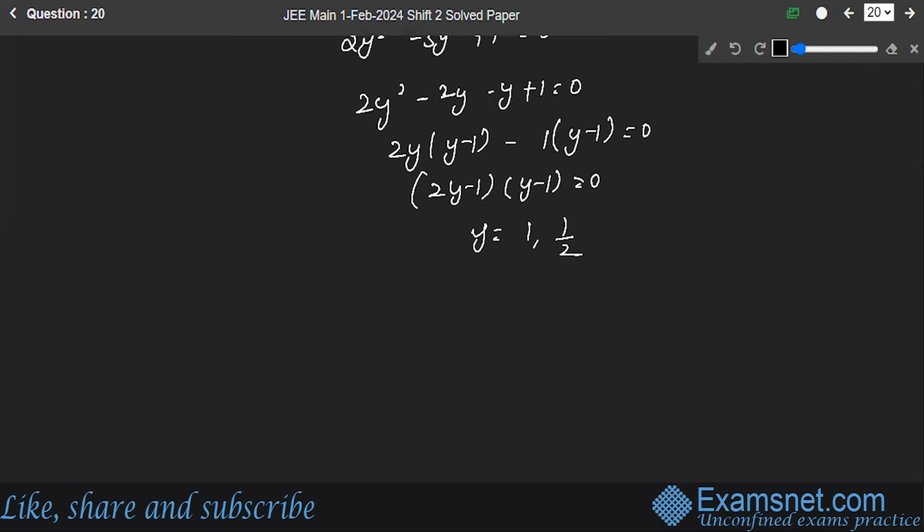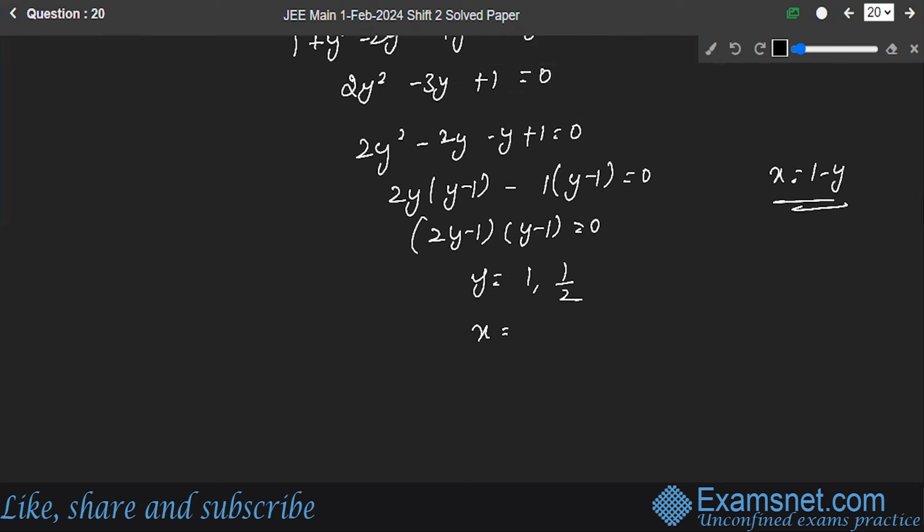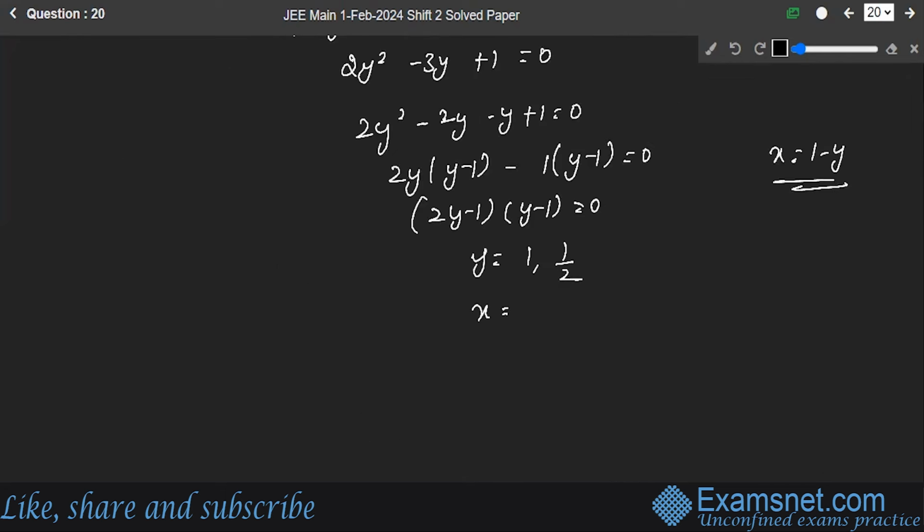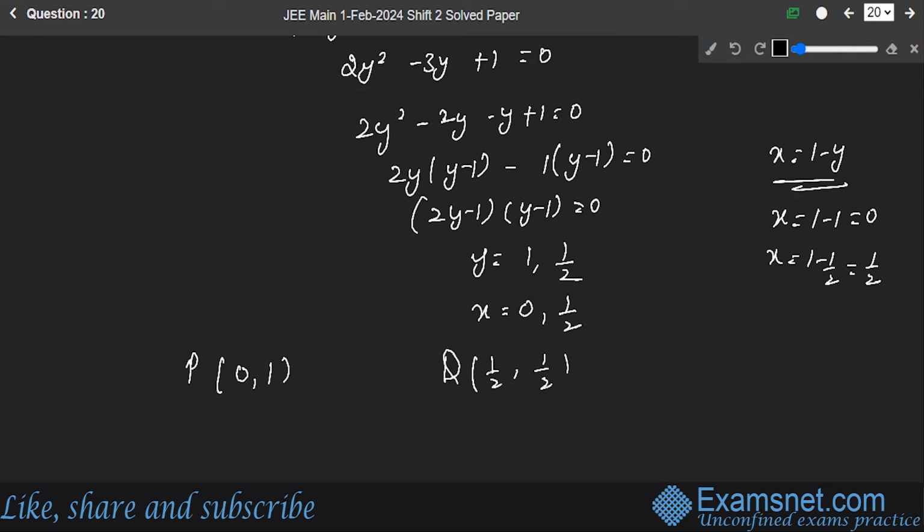So for y is equal to 1, you will have the corresponding value of x, as your x was equal to 1 minus y. See over here, this was your x is equal to 1 minus y. So when y is equal to 1, x will be 0. And when y is equal to half, x will be 1 by 2. Let's say the point P is (0, 1) and the point Q is (1 by 2, 1 by 2).